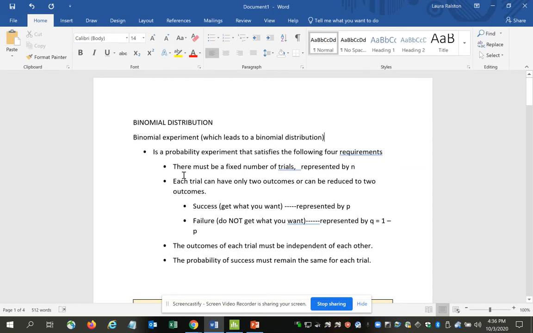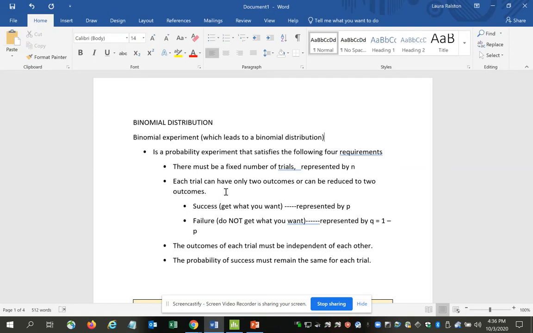four requirements. First of all, if you're going to conduct a binomial experiment, there must be a fixed number of trials, meaning you have to know how many times you're going to do the thing. So if you're going to flip a coin, you have to tell me you're going to flip the coin 10 times or 20 times. Each trial can have only two outcomes or can be reduced to two outcomes. Thinking about flipping a coin, there are two outcomes because you can either flip a head, which is one outcome, or a tail, which is the second outcome.